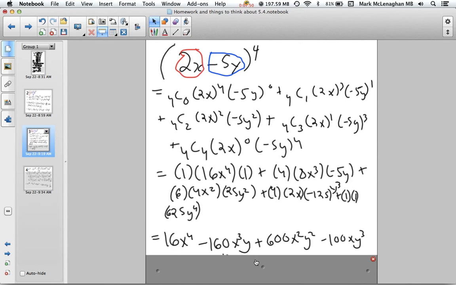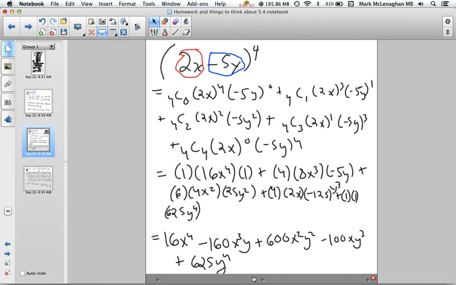Again, we simplify down to this. So we have 16x to the 4th. Here's where we have to be careful of the negatives. We have negative, 4 times 8 times 5. So 5 times 8 is 40, times 4 is 160. Positive 600, negative 1000, and then 625.